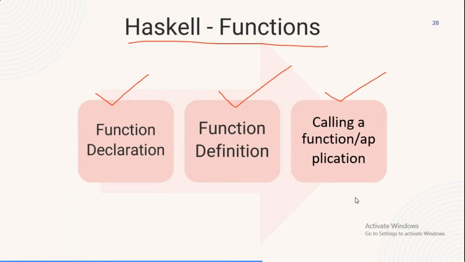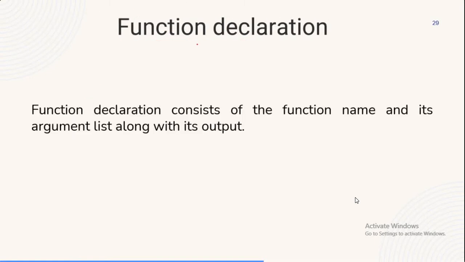Please say something. All of you have an idea regarding function declarations and function definitions. Anybody want to say something regarding this? Okay. Now I am explaining what I mean by function declarations. Function declarations consist of the function name and its argument with its output. Got it?